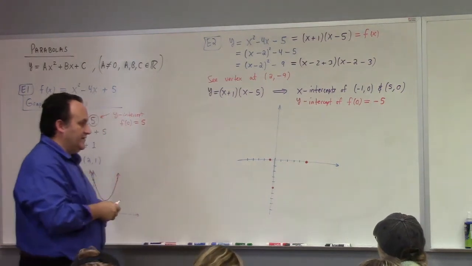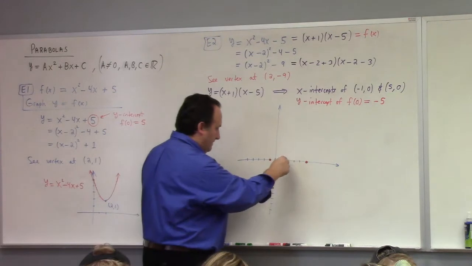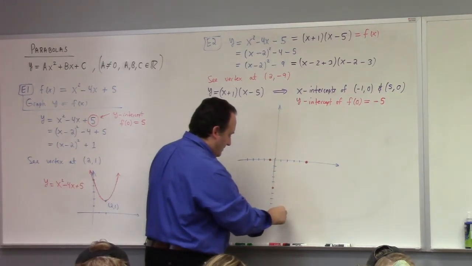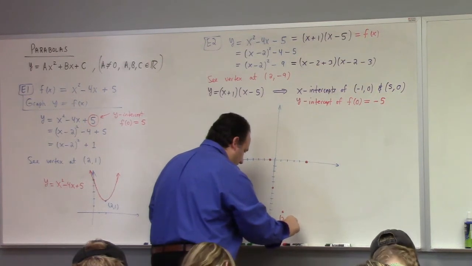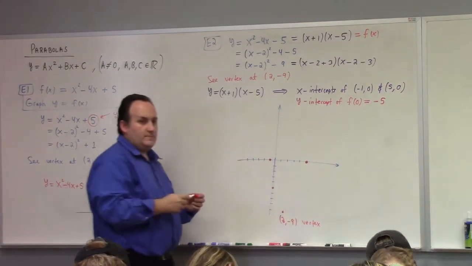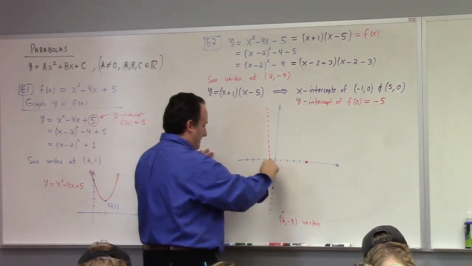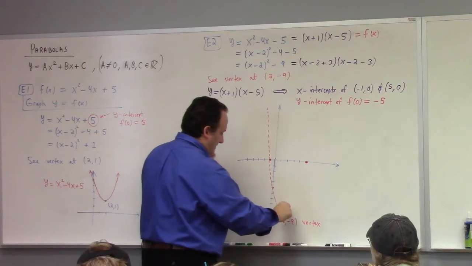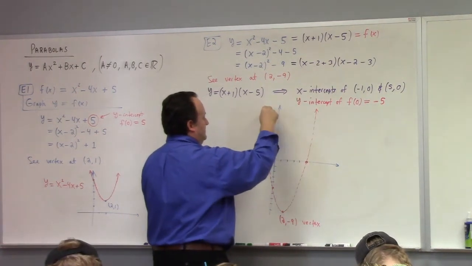And where is the vertex? (2, -9), so about right here. (2, -9) vertex. So what's the graph look like? It looks something like that.